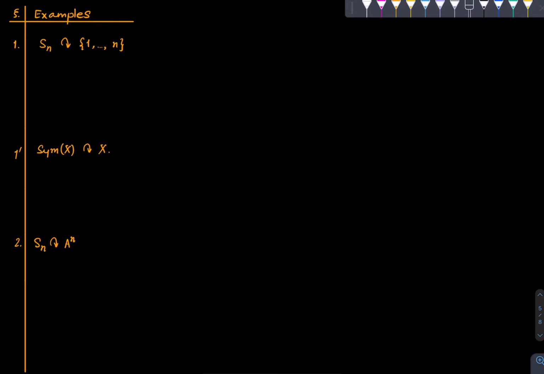Okay, so our first example is the simplest one: Sn, the group of permutations of the first n integers, acts on this. How? What is the action? So just send Sn to Sn, which is nothing but Sym of the first n things, by the identity map. So in the first perspective, this is your action. This is G, and this is X, right?